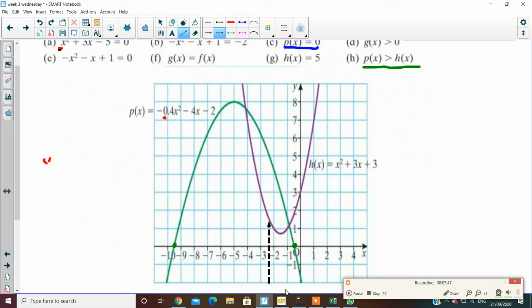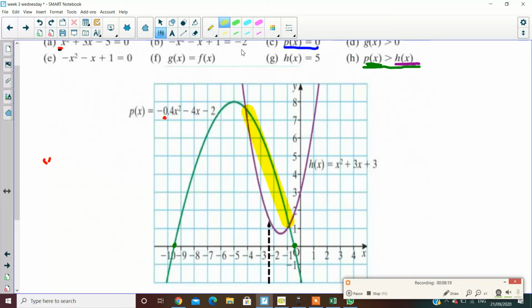All right? Now, what this question wants is, it wants me to list the locations where the green line is bigger than the purple line. Does that make sense? The green line is P of X. However, the purple line is H of X. When is green higher than purple? That's what we're trying to highlight here. Would everybody agree green is bigger than purple in this region here?